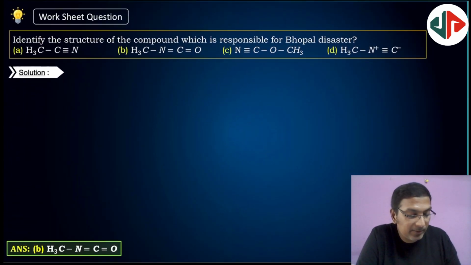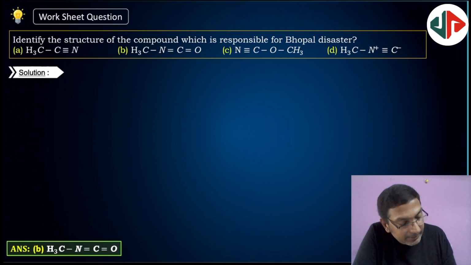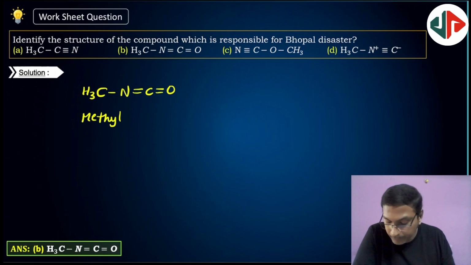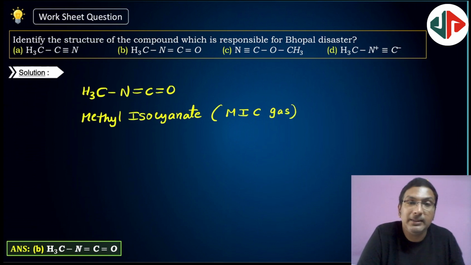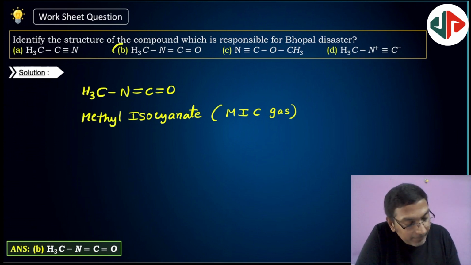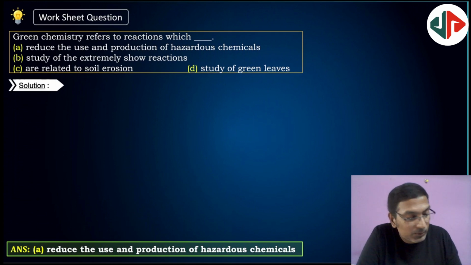Identify the structure of compound which is responsible for Bhopal gas tragedy. That means NCO, so methyl isocyanate, which is commonly known as MIC gas. Methyl isocyanate gas is responsible for Bhopal gas tragedy. Option B.